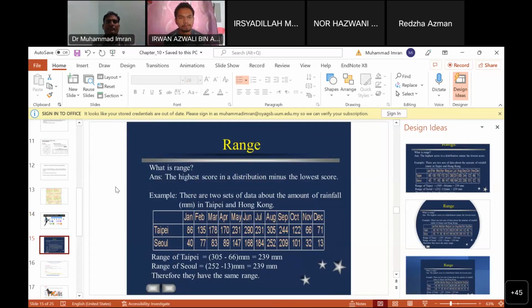See here, the highest score in the distribution minus the lowest score. Okay, we know. There are two sets of data about the mouse here. Typing 71. Which one is the highest? You have to identify, by the way. Which one? Can you help me? Already 305. Here 305 is the highest number and 66 is the lowest number. Minus, 239.